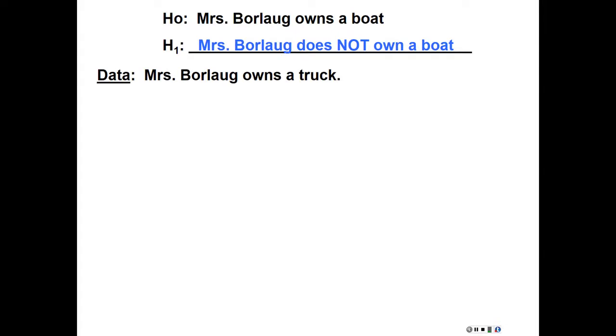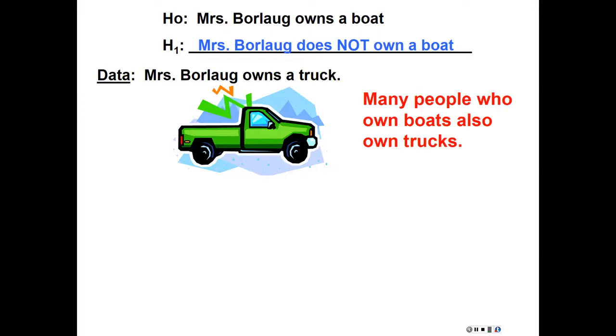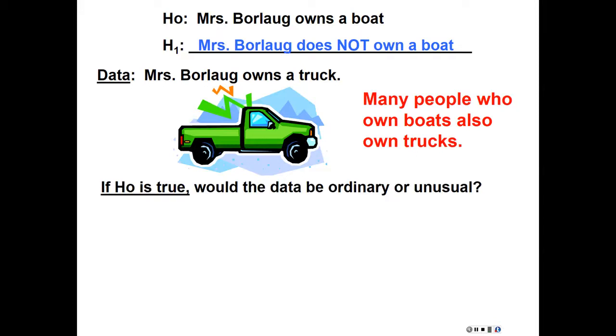Okay, here's your evidence to look at. Mrs. Borlaug does own a truck. Why would that be relevant? That's right, you gotta have a truck to pull the boat. Many people that own boats are gonna own trucks for that reason. If H0 is true, would this data be ordinary or unusual? That she owns a truck if she owns a boat?